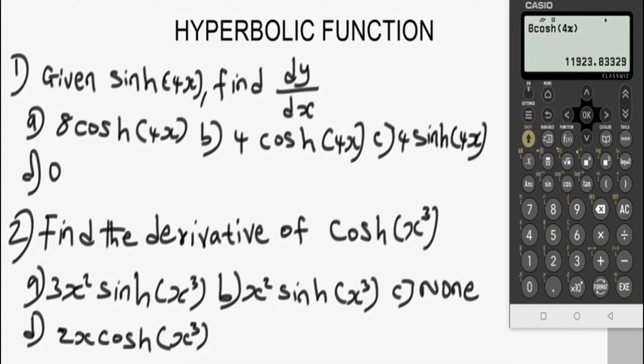Now we got 5,961. So let's go back and check option B. The difference is, let's remove this 8 and put 4. So that's it for option B. Let's press execute now to see the output. Exactly, so the right option to this question is option B, 4 cosh in bracket 4x. So that's the answer to the question.